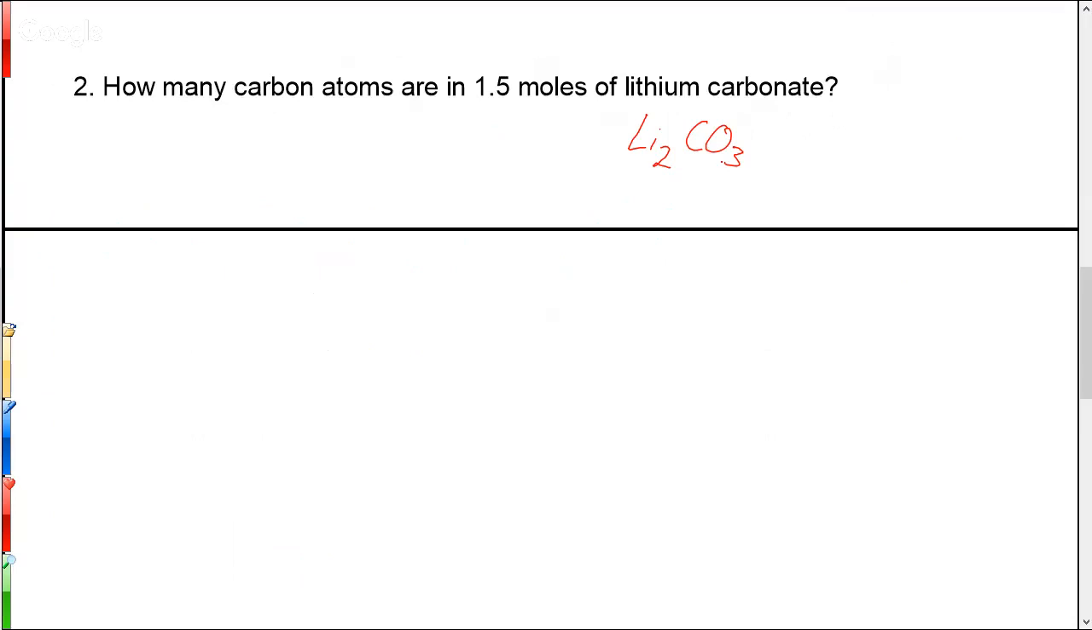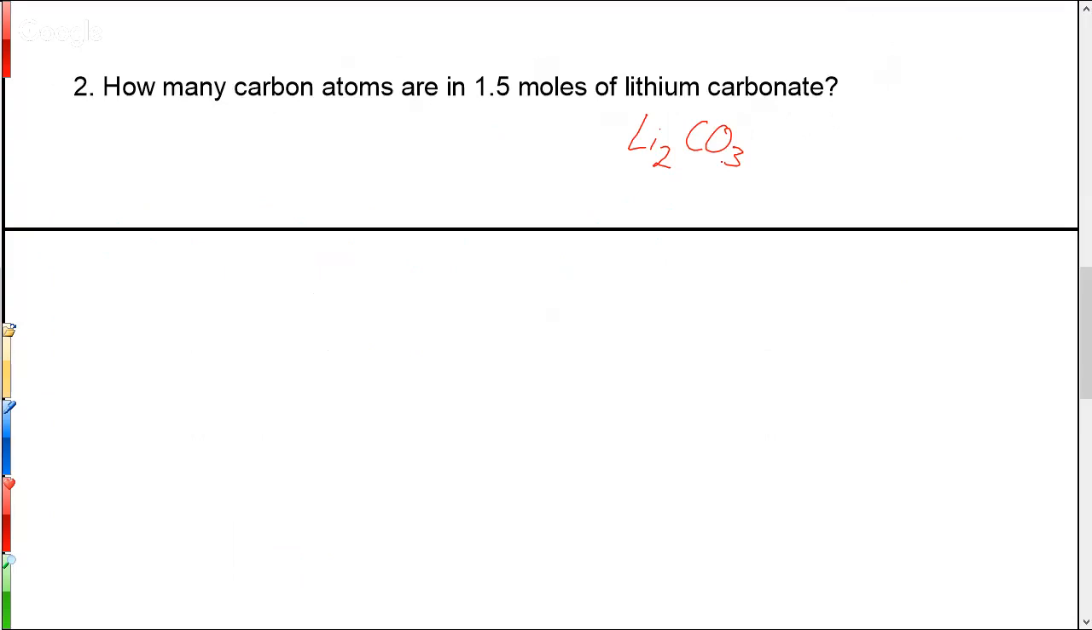Let's think about it this way. Think about it with a number that we know better, a dozen. If you had a dozen lithium carbonates, how many carbon atoms would you have? All right, if you had 1 lithium carbonate, how many carbon atoms would you have? Just 1, because that's what the formula tells us. There's just 1 carbon per formula unit. So if you had a dozen lithium carbonates, how many carbons would you have? 12, or you could say a dozen.